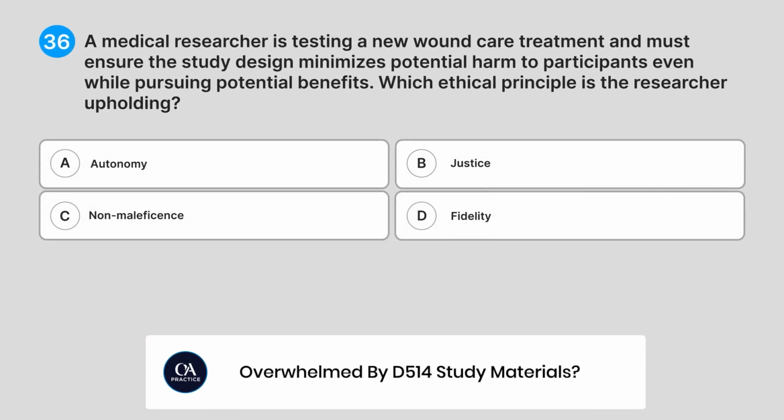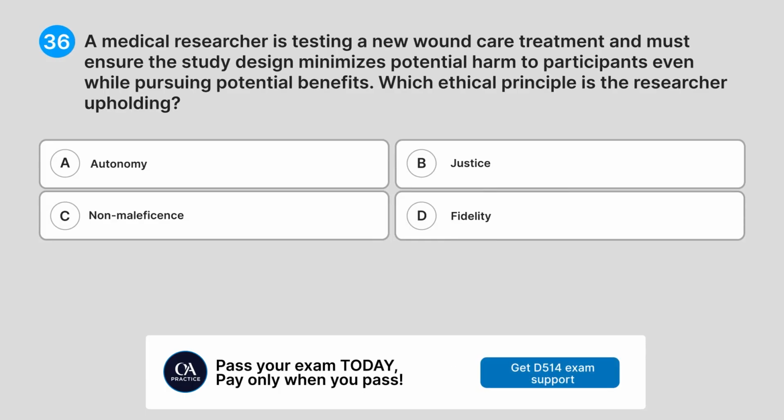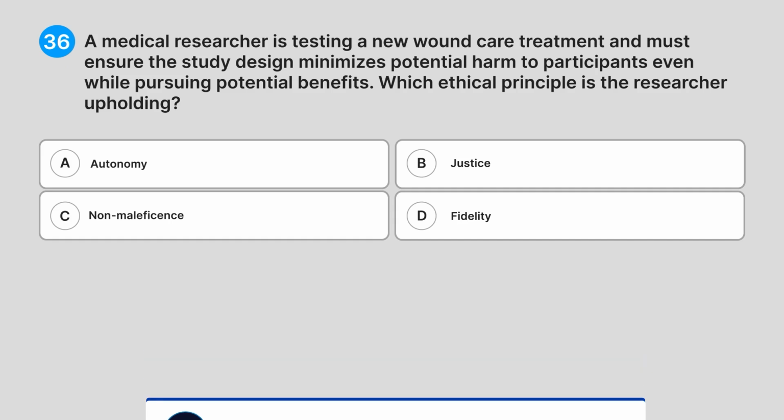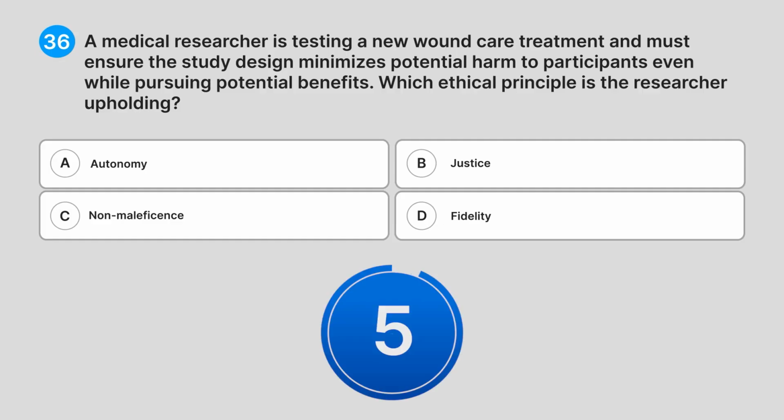36. A medical researcher is testing a new wound care treatment and must ensure the study design minimizes potential harm to participants, even while pursuing potential benefits. Which ethical principle is the researcher upholding? A. Autonomy. B. Justice. C. Non-maleficence. D. Fidelity. Do you know the answer?